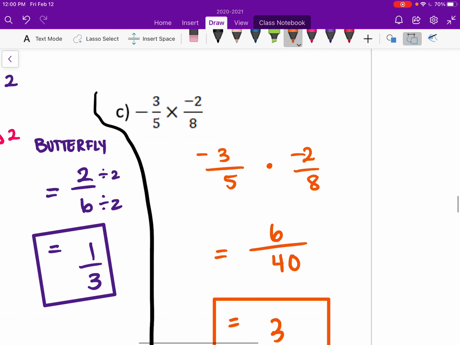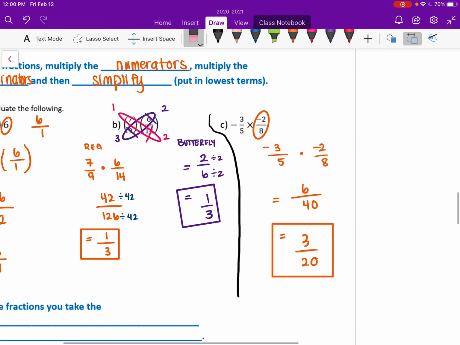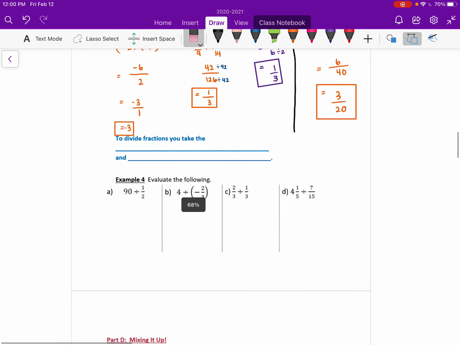What you could have also done is you could have seen this and been like, that's sketchy. That can be reduced to 1 over 4, and then you could have done it that way as well, and that would have given you the most reduced number as well. Completely up to you how you decide to do that.